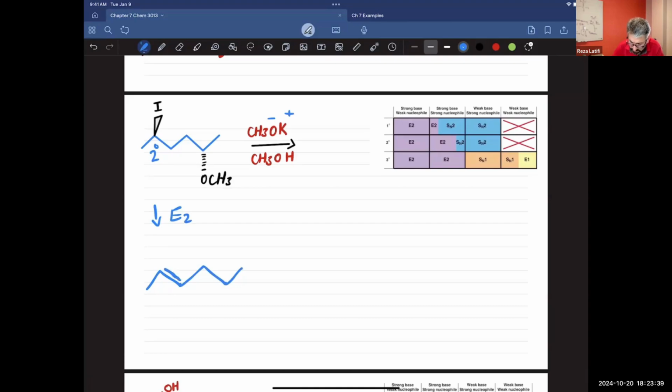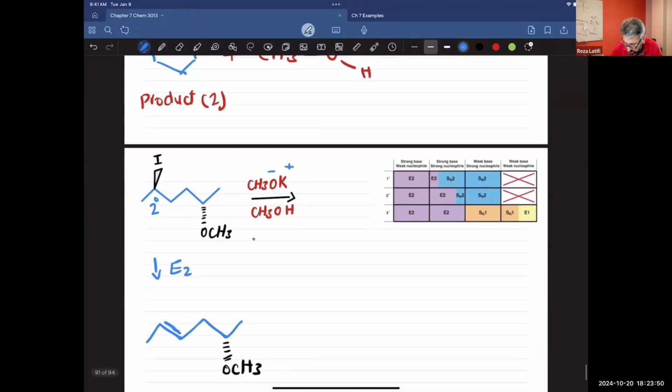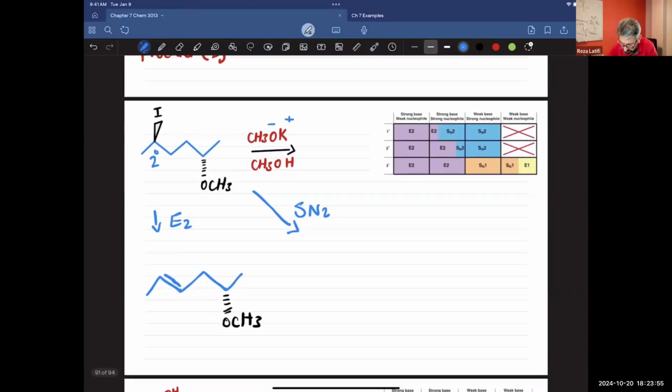So we'll have a double bond here, and of course we have this methoxide group here. This is going to be E2, and if this reaction goes through SN2, then we will have this as a product. So let's say that this one stays as it is. Nothing will happen to it. Okay, so this one is untouched.